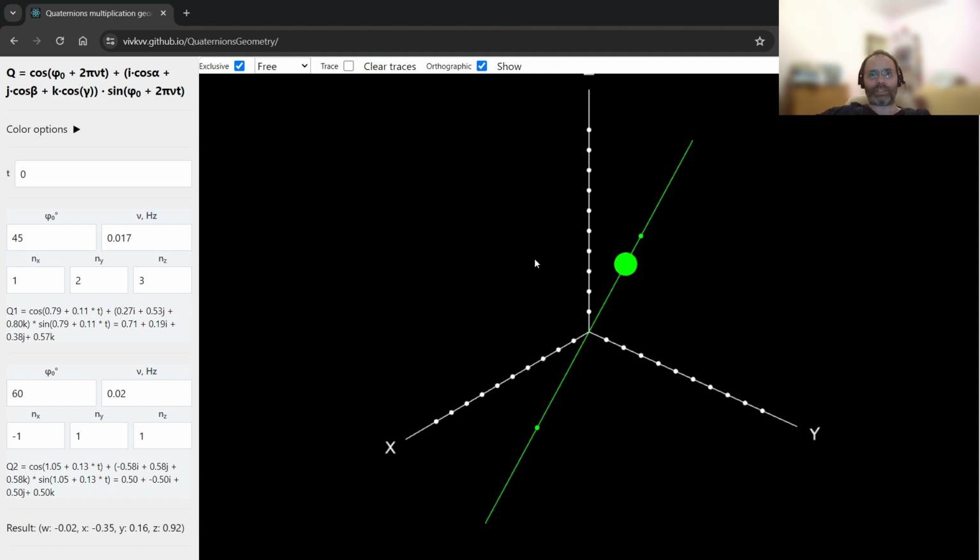To take a closer look at it, the large ball shows the XYZ coordinates corresponding to the first quaternion. In this case, it's 0.19, 0.38, and 0.57.